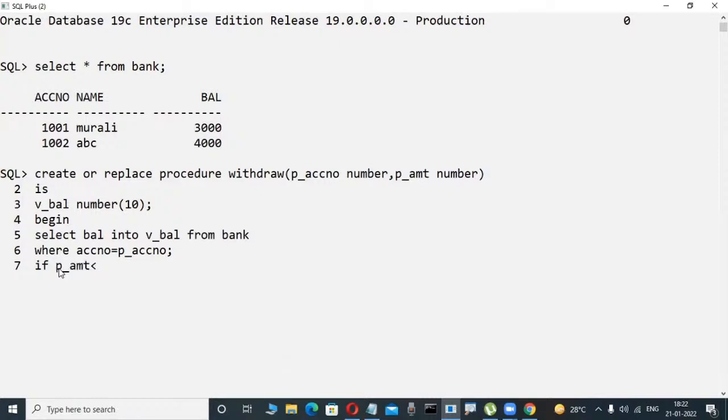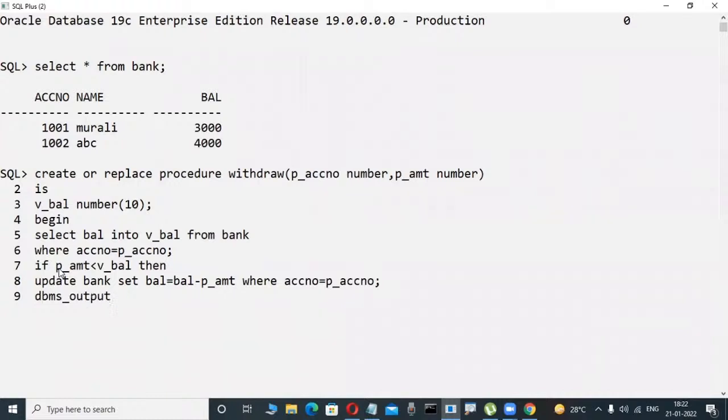Here, if that amount is less than the available balance, then I want to affect that in the database. Update table name, set balance equal to balance minus p_amount. Something is there, where coding is there. Okay, fine. Now check it out. Here I am writing some message, like in Java. Some messages I try to display. Your transaction is successful.